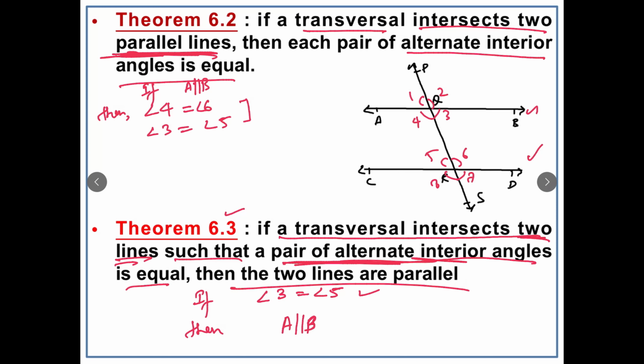So both theorems say: if AB is parallel to CD, then alternate interior angles will be equal, or if alternate interior angles are equal, then the lines have to be parallel.